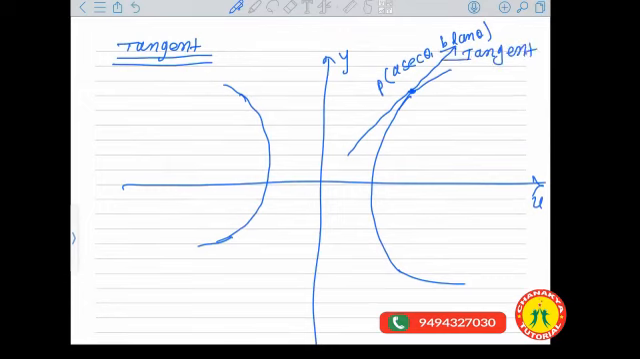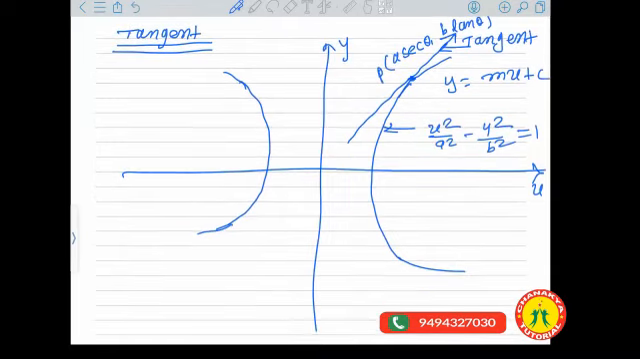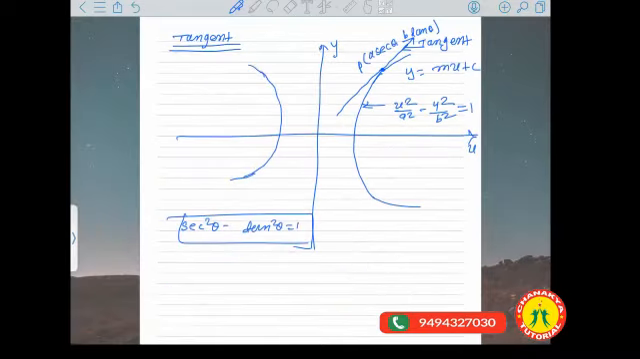This is a tangent line. So now tangent line equation is y equal to mx plus c, and this is a hyperbola equation, x square by a square minus y square by b square equal to 1. So for identity we can say point P will be a sec theta and b tan theta, right? Because we know sec squared theta minus tan squared theta is equal to 1. So for using this identity, we get point in parametric form. Point will be a sec theta and b tan theta.